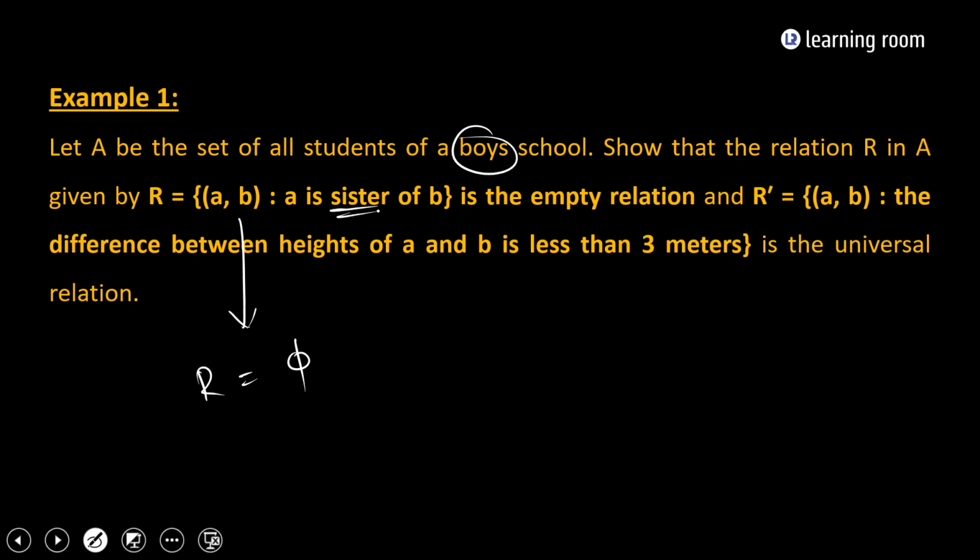Right. Similarly, what about R dash? So R dash is the ordered pair such that the difference between the heights of A and B is less than 3 meters. What kind of a relation is this? Universal. Because if you take the difference between any two heights, it is definitely going to be less than 3 meters. So it's a universal relation, A cross A. Right.